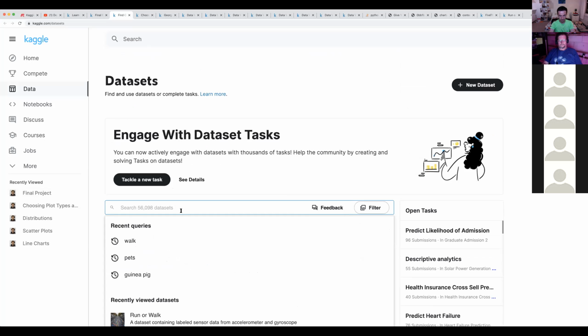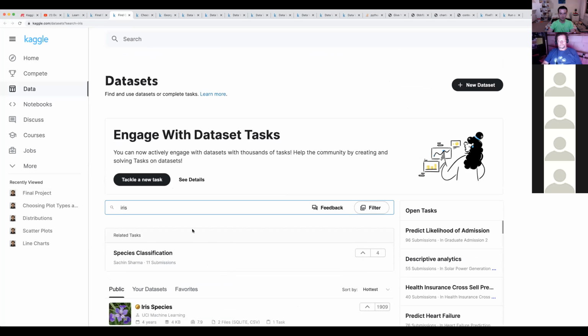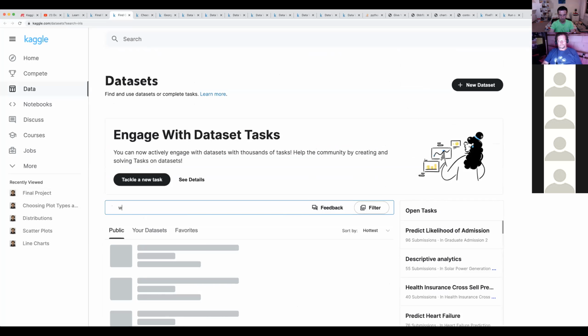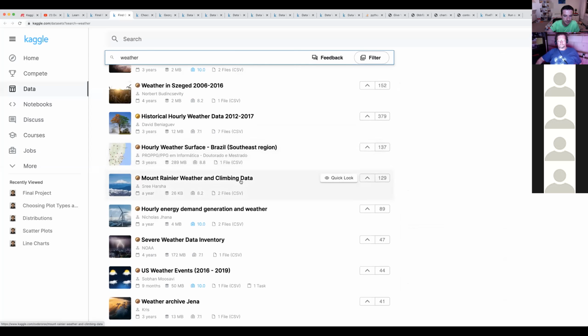So I was looking for something related to pets or something related to walking or iris or whatever you want. You can search for anything and you can find here weather, for example. You can find a data set that you could probably use for your own analysis. And we used several of these data sets in our coding challenges, if you remember.